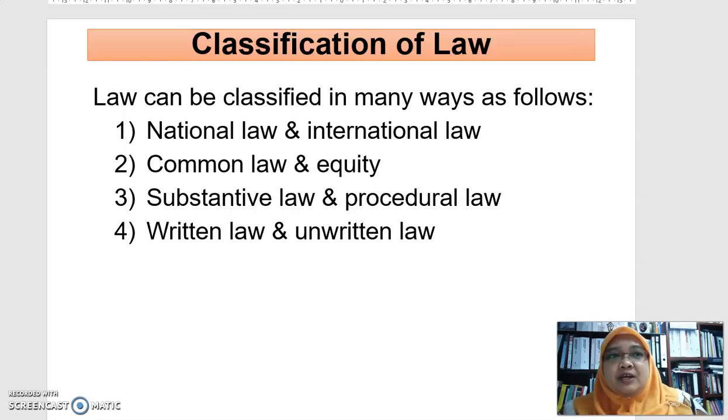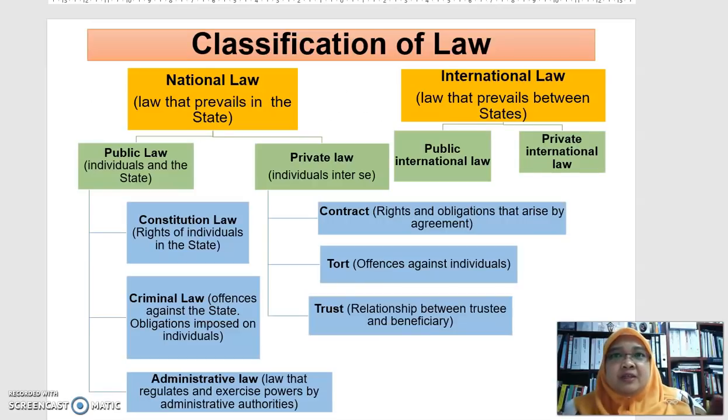Now, when you are asked to explain what is national law, this is how it should look, right? What is national law? It is the law that prevails in the state, compared to international law, that is law that prevails between states. So, if in the state itself, we call it national law. When we say state here, it means Malaysia, right? Between states means between Malaysia and another country.